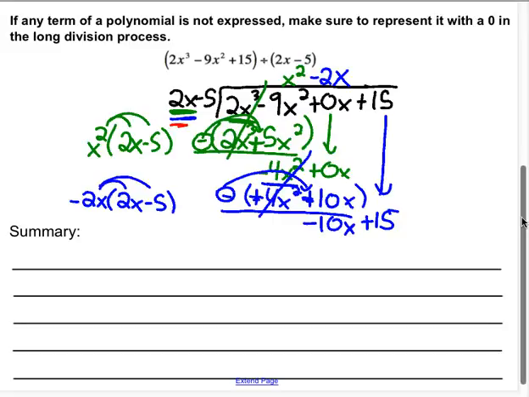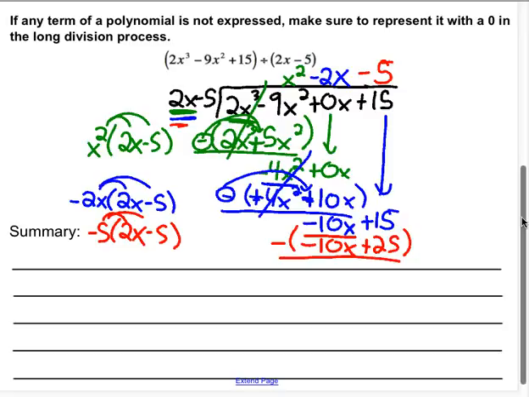What does 2x need to become negative 10x? Well, 2 times negative 5 will give me the negative 10, and then of course the x's already match. So all I have to worry about is that negative 5. Now I need to see what that gives me. It gives me negative 10x plus 25.